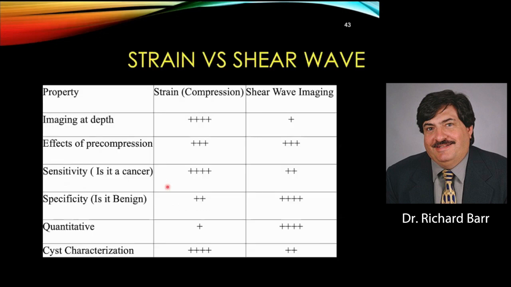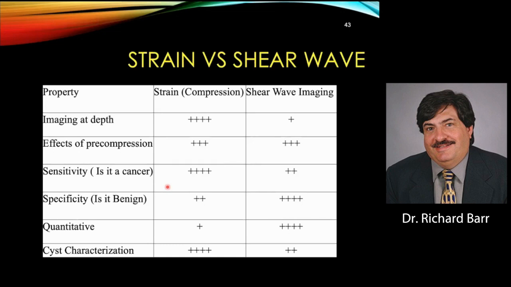So let's talk about the difference between strain and shear wave. So for strain, we can image at any depth, as long as you can get a good B-mode image, because we're just looking at the frame-to-frame differences, we can get a good strain image. On shear wave imaging, the problem is that the RF pulse gets attenuated, particularly in dense breast tissue, and if you've got a large breast, you may not have enough energy left to generate adequate shear waves.